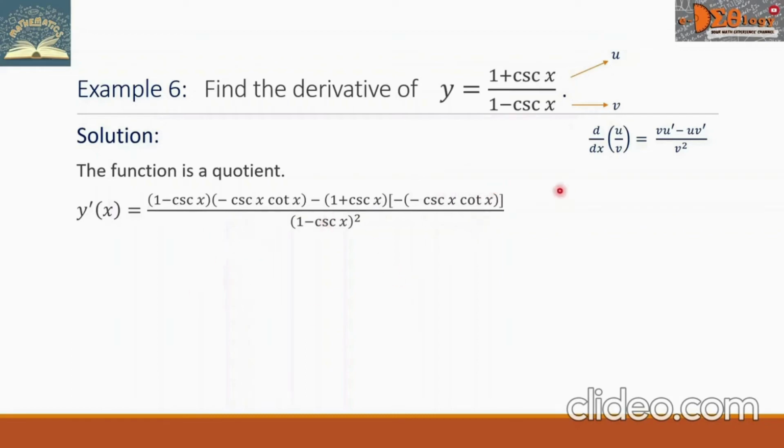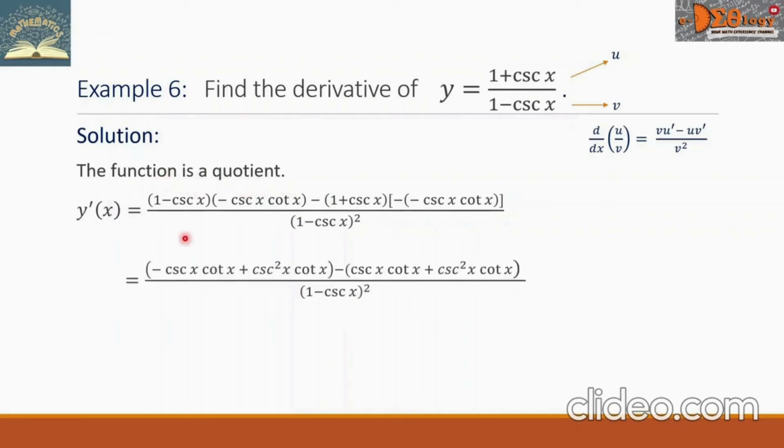Let us now simplify the numerator. This negative cosecant x cotangent x we multiply to 1 and also to the negative cosecant x. So that will be negative cosecant x cotangent x plus cosecant square x cotangent x, minus. Look at the second group here. There is negative of negative. So this value here is positive, multiplied by 1 and also to the cosecant x. So we will get cosecant x cotangent x plus cosecant square x cotangent x.